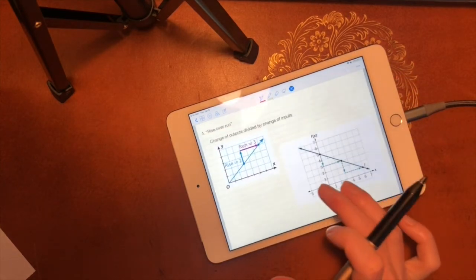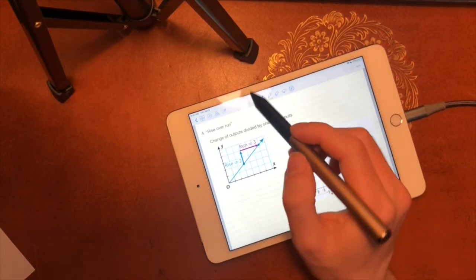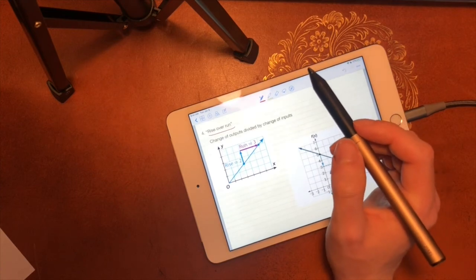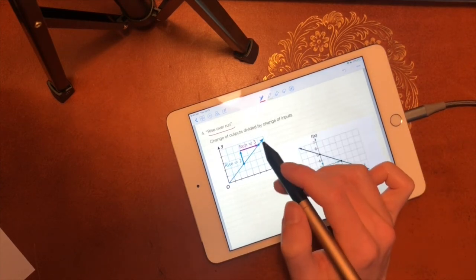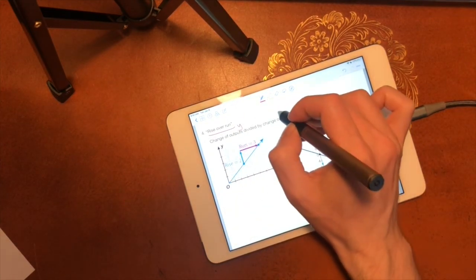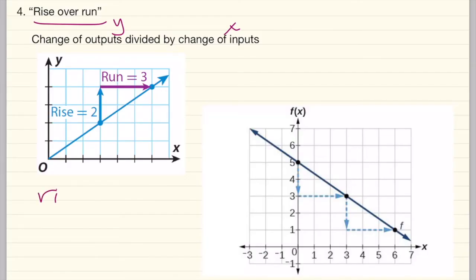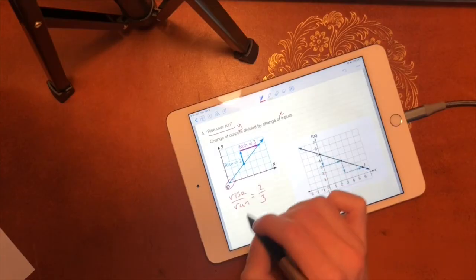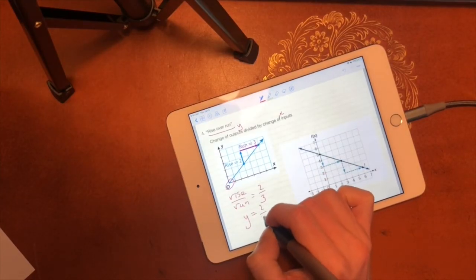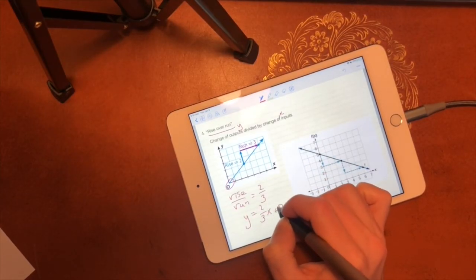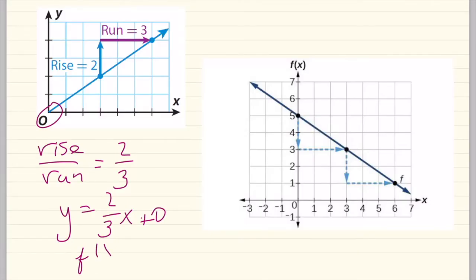All right, let's look at 2 more examples. So sometimes we'll refer to slope as rise over run. It's the changes of the outputs divided by the changes of the inputs. And of course, outputs are y and inputs are x. So if we rise 2 and run 3, well, rise over run is a fraction. So we're going to have 2 over 3. That's our slope. We see that it goes through the origin. So the equation for this would be y equals 2/3 x plus 0. And we don't need to write plus 0. So we could just say f of x is equal to 2/3 x, or y equals 2/3 x.